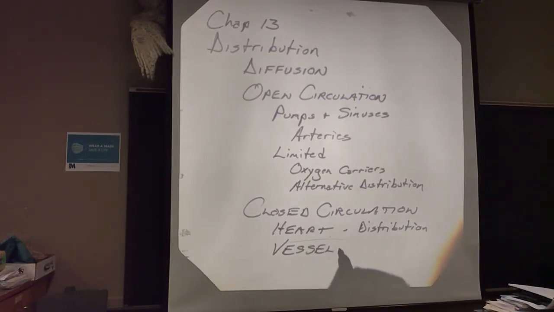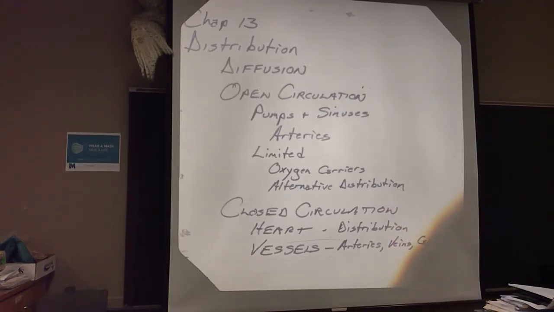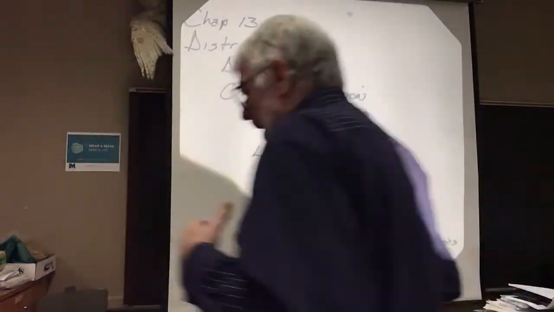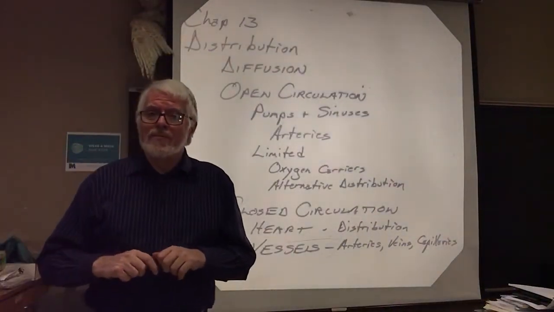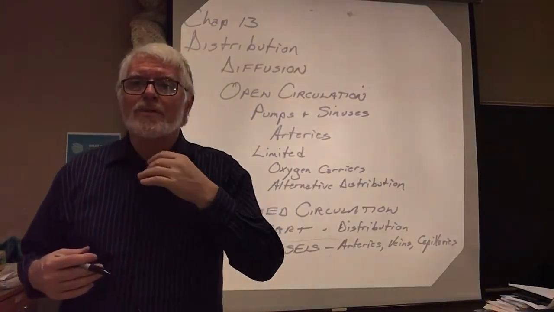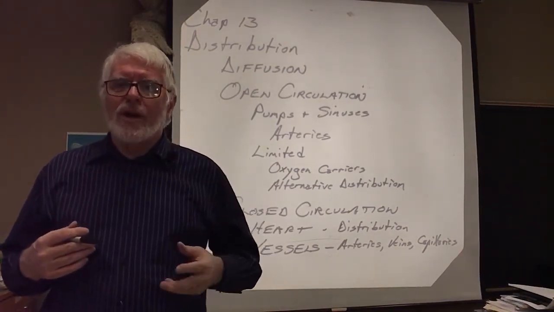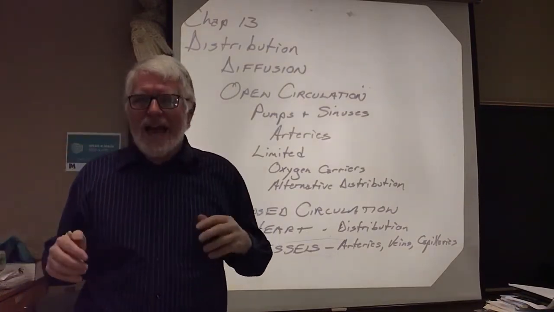So a closed circulation system has a pump, and it has the blood contained, for the most part, in vessels. There may be one or more than one heart. In primitive vertebrates there are secondary pumps in the gills. And in fact, we have aortic arches as embryos that still are remnants, echoes of that.